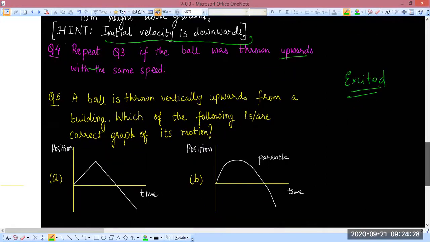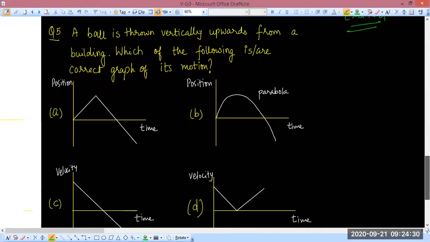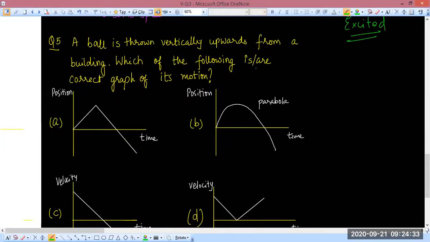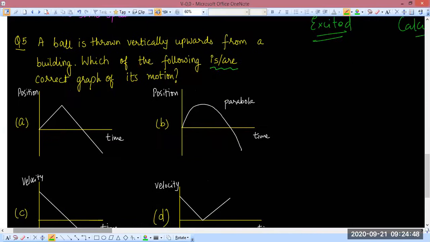Now question number 5. Here again, multiple options may be correct. Now graphs have come. I know you don't like graphs, but you should learn to love those graphs. Graphs are fun. You get to do a little drawing.